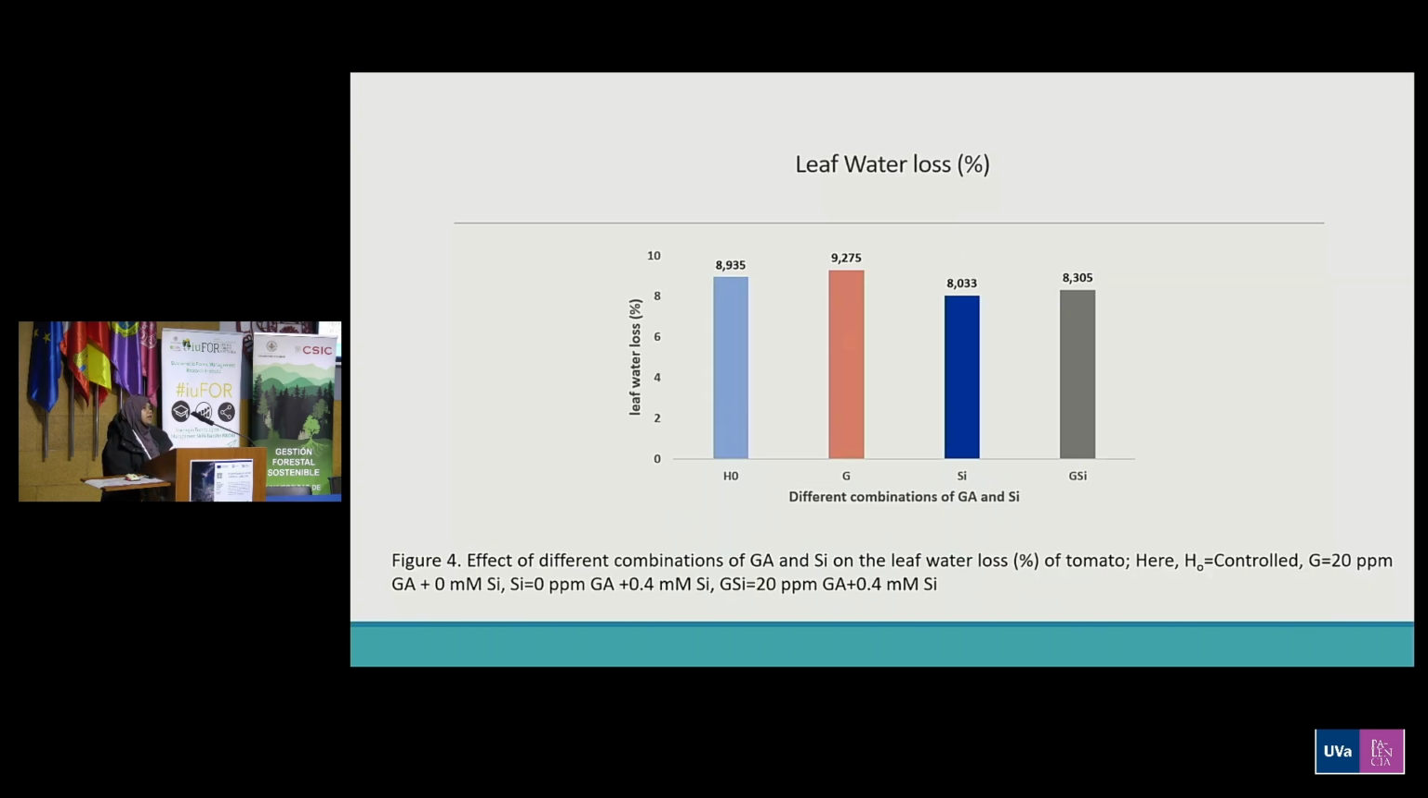However, I collected the data from another physiological character, that is leaf water loss, and found that silicon reduced the leaf water loss the most, and gibberellic acid increased the leaf water loss even more than the control condition. And when I used the combined gibberellic acid and silicon, the leaf water loss was reduced.